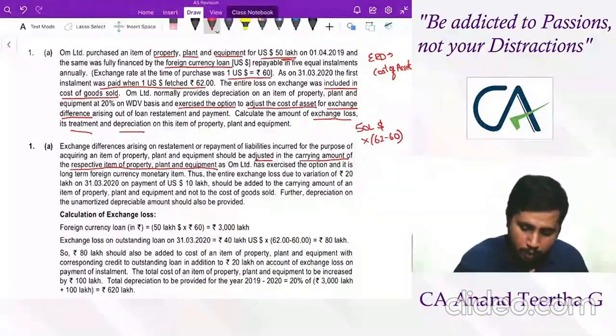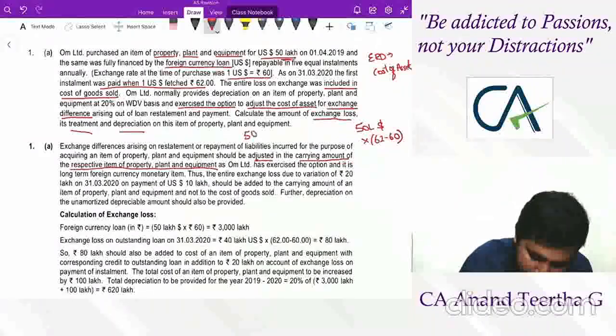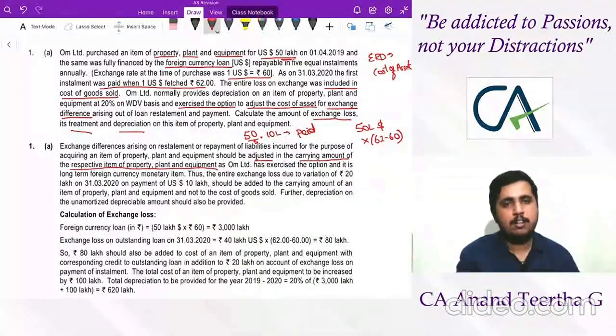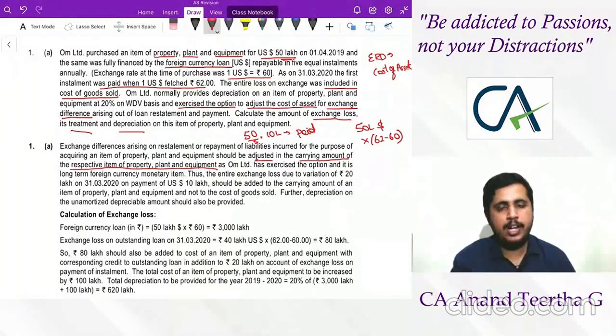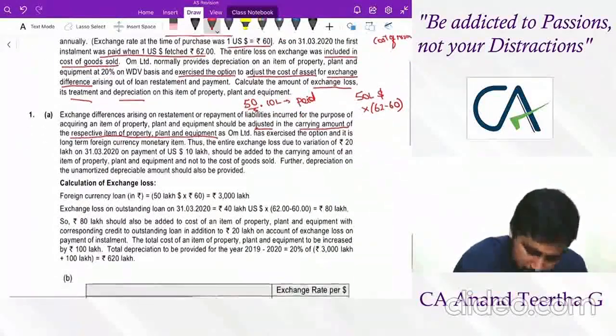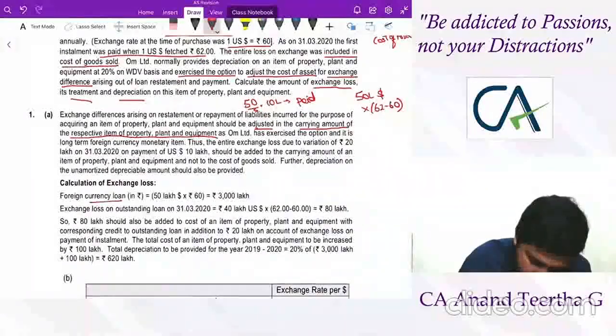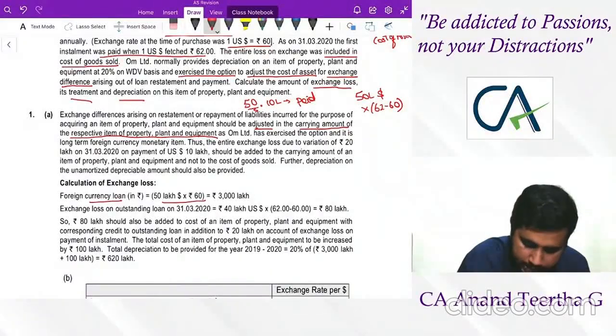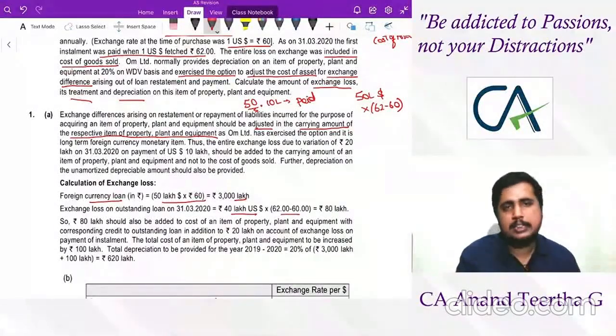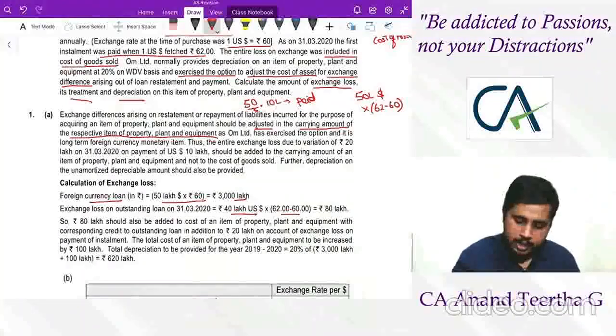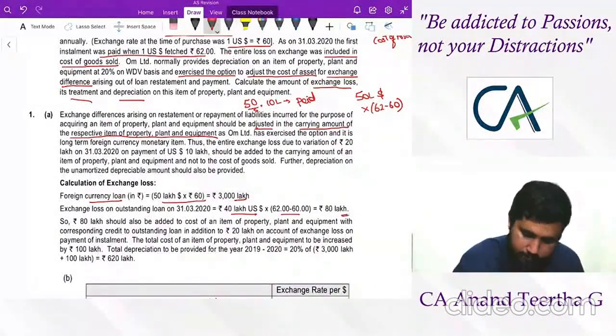I hope everybody is following me. 50 lakh divided by 5. So 10 lakh dollars came in, this has been paid. So 40 lakh dollars remain. 40 lakh dollars at 2 rupee per dollar, 80 lakh rupees is the exchange rate difference. So that has been said over here. See, foreign currency loan 50 lakh dollars into 60, 30 crore rupees. Exchange loss is 40 lakh dollars into 62 minus 60. Just 2 rupee per dollar is 80 lakh.